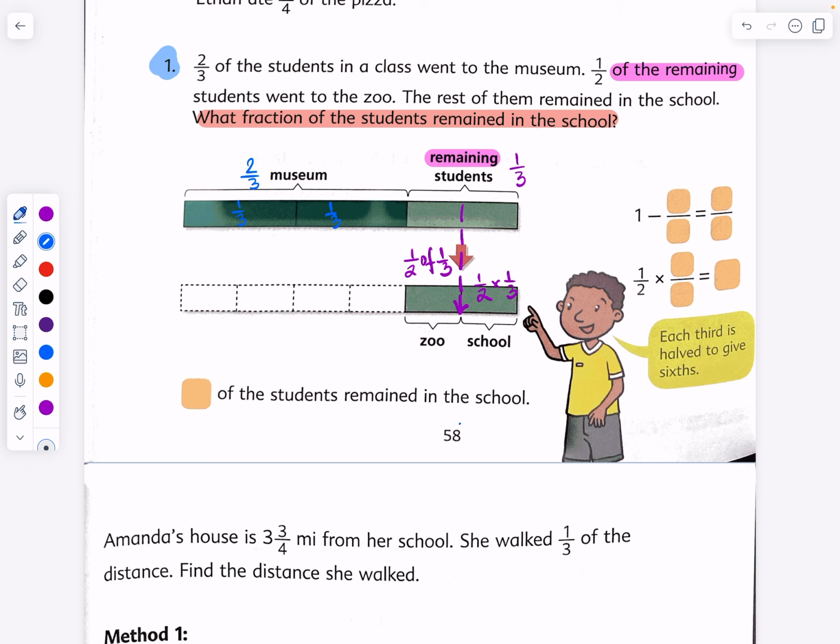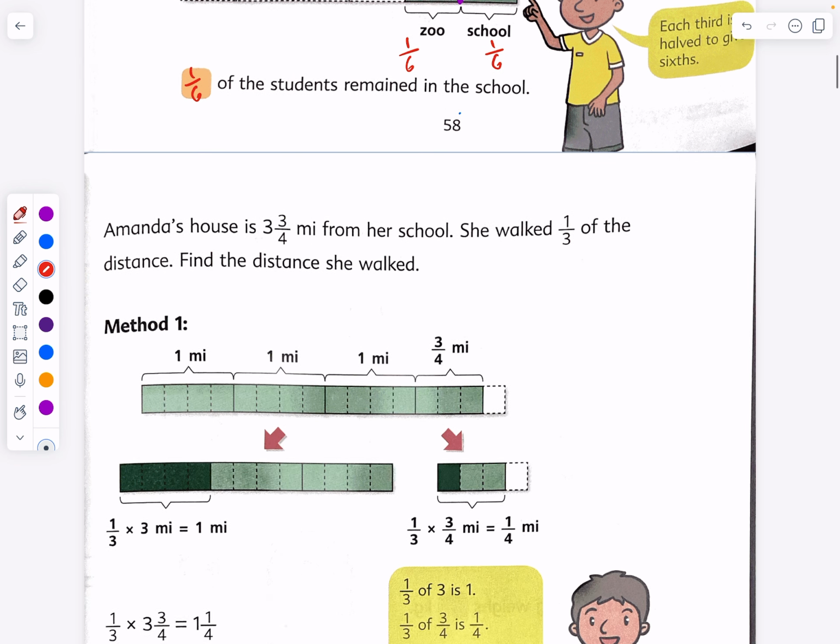So let's put it into steps. Step 1. If the whole class is 1 minus 2/3 who went to the museum, this is museum. The remaining students are, I'm going to use that purple color, 1/3. Step 2. How much is 1/2 of 1/3? We know it's 1 out of 6. Therefore, 1/6 of the whole class went to the zoo, while 1/6 of the whole class remained back at school. Very important, 1/2 of a third, 1/2 of the remainder, or what I call fraction of a fraction. Let's look at more examples.